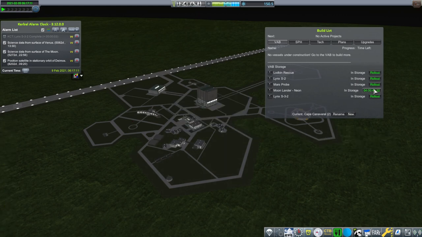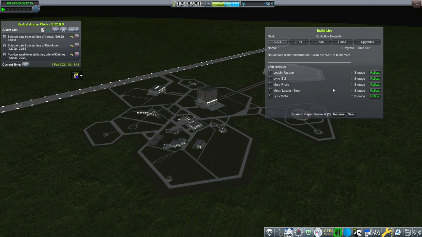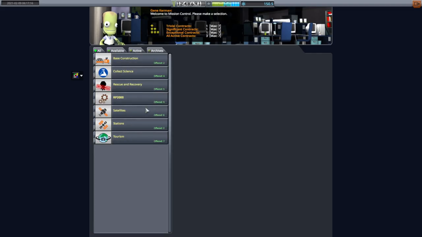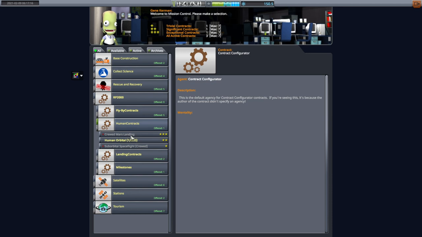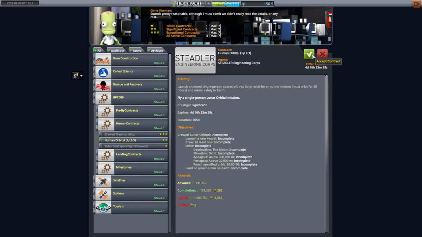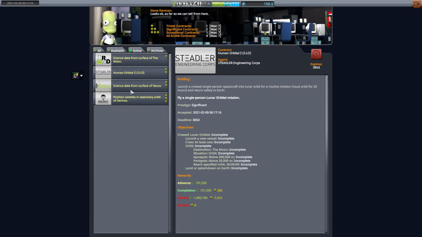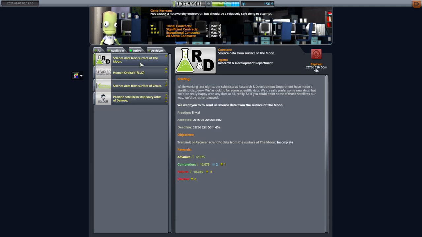Okay. We are rolling out the moon lander here. Oh, let's pick up the contract now. Human orbital, totally ignoring the fact that they're Kerbals. We also have a science data from the surface of the moon to do. So if we land, we'll at least get that done as well, but that's sort of trivial in terms of the payout.